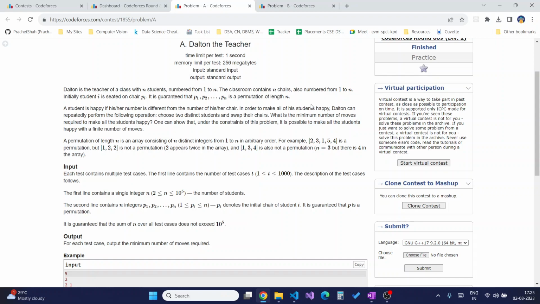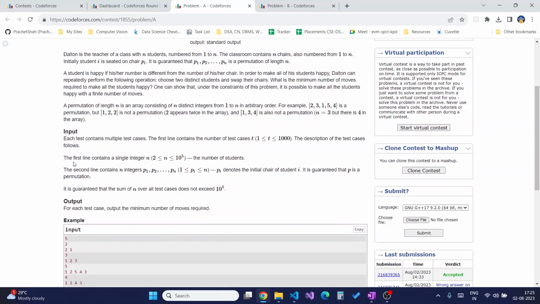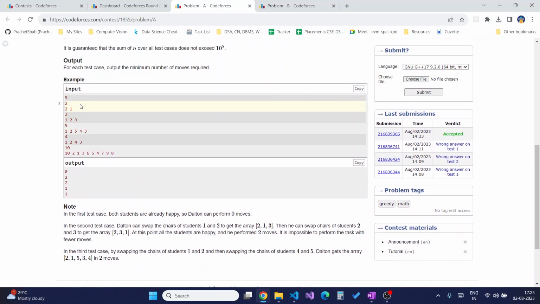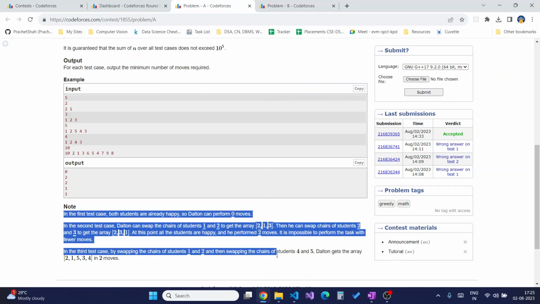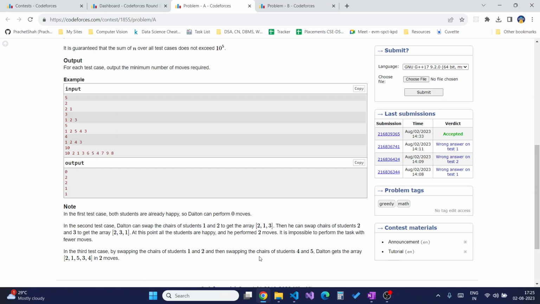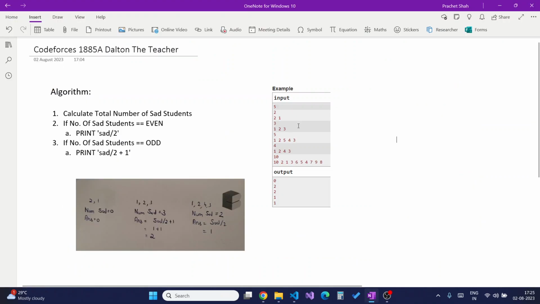So this is quite a simple problem. It requires input of multiple test cases, and each test case consists of n, the number of students, and the permutation in which they are sitting. The algorithm for this would be quite simple. They have also mentioned a few test cases and their outputs. They have also given a run through of 3 of the 5 test cases. So moving on to the algorithm and solving through examples.